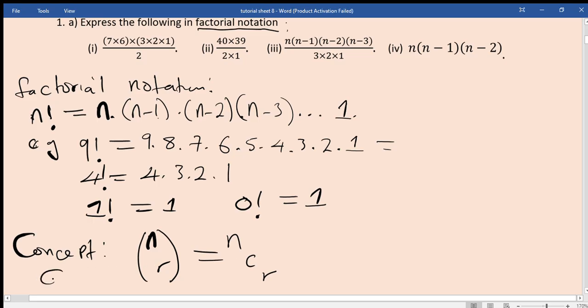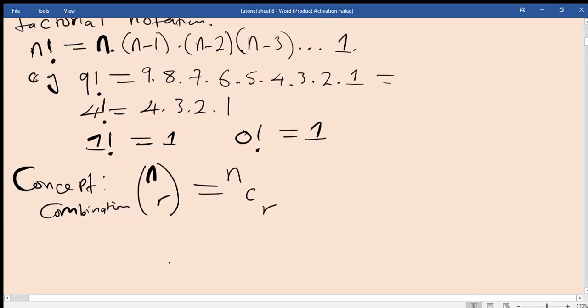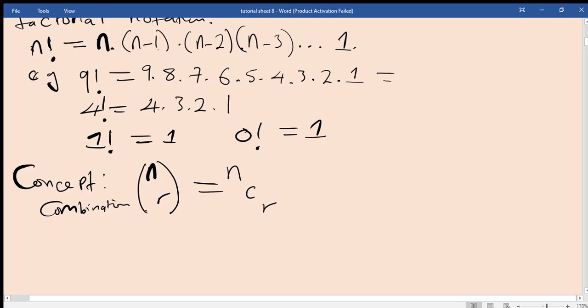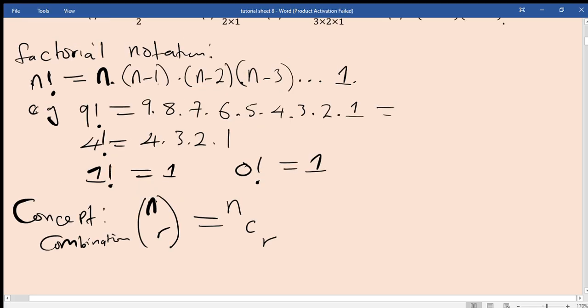I explained last time that a combination is just the number of ways we can choose r values from the n values. So if I say n combination r, the formula is n factorial divided by n minus r factorial multiplied by r factorial.